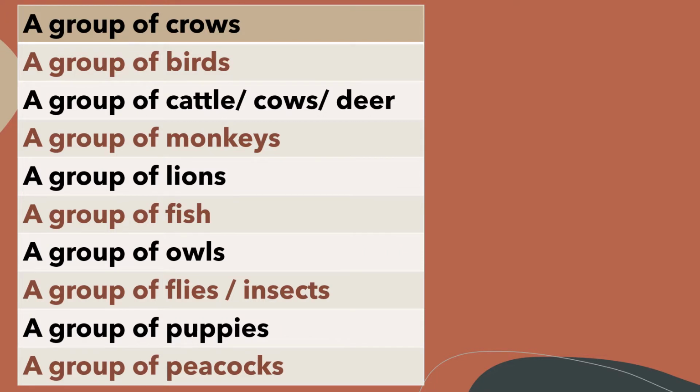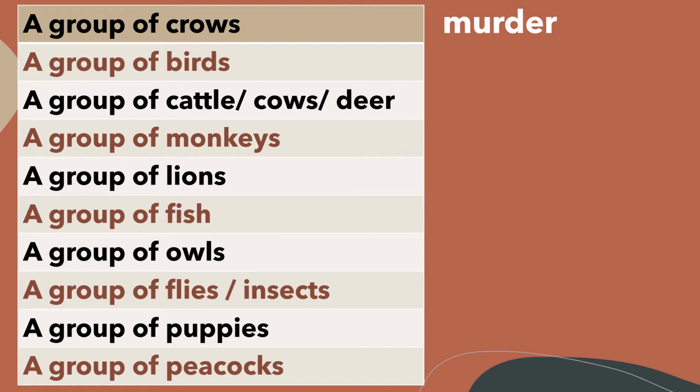So what's the word for a group of crows? The word is murder. Yes, the word is murder. Sounds strange, isn't it? But that's the word for a group of crows. Now, let's quickly have a look at other words too.